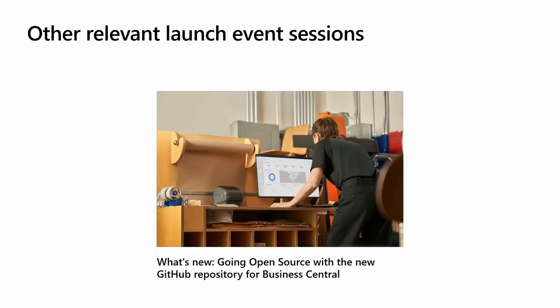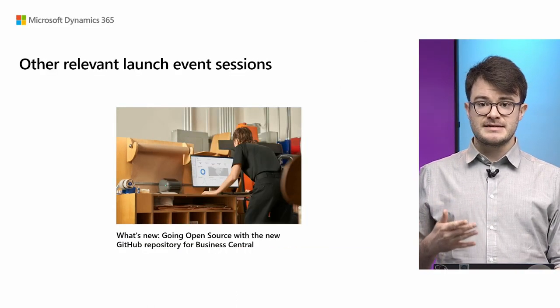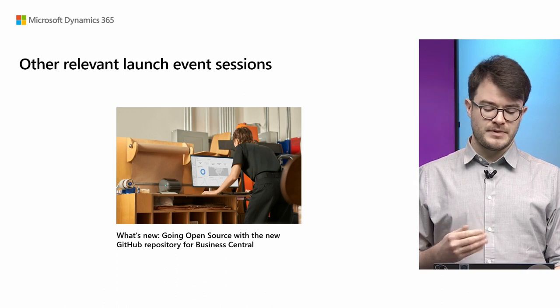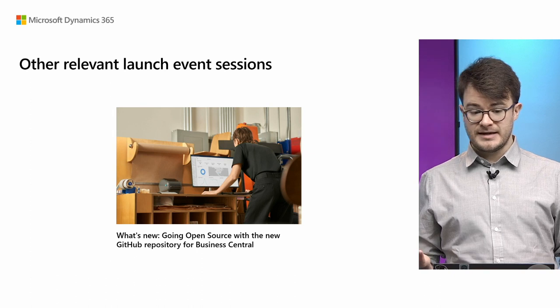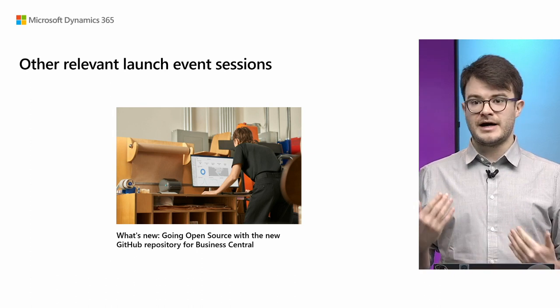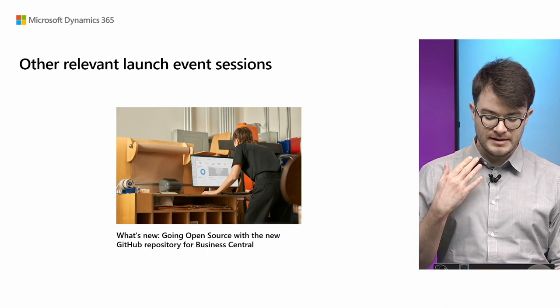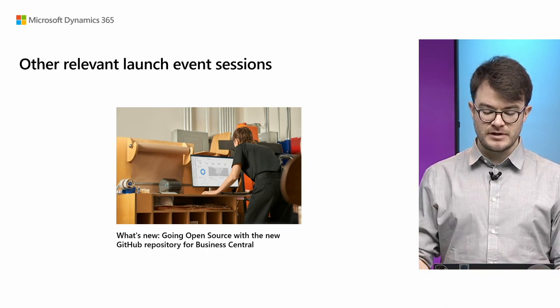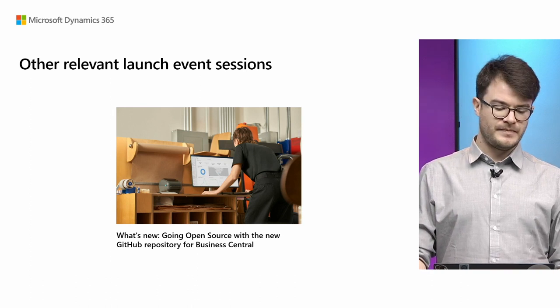Now, the AL part of our toolkit is actually open source. It's part of our aka.ms/bcapps repo in GitHub. And you can contribute to this repo. You can have a look at the code behind the scenes. And to learn more on how to do this and what are the implications of this and how we handle open source, there is a great session which is Going Open Source with the new GitHub repository for Business Central. Go and attend this session as well.